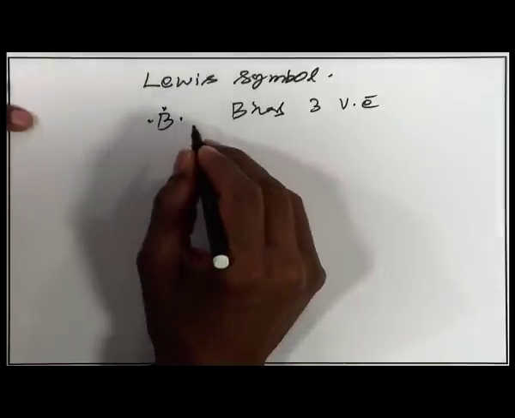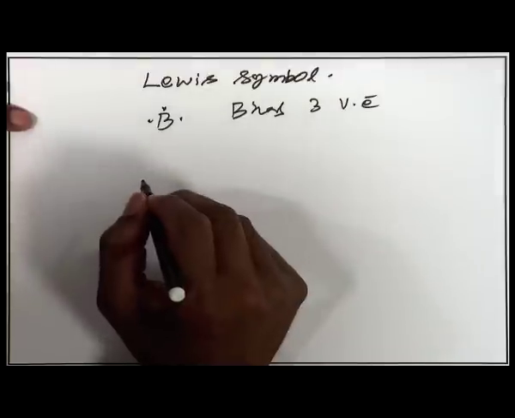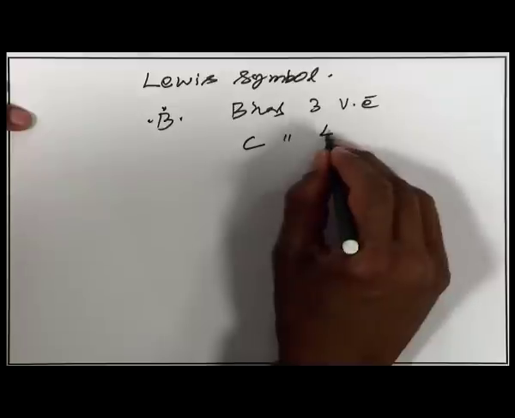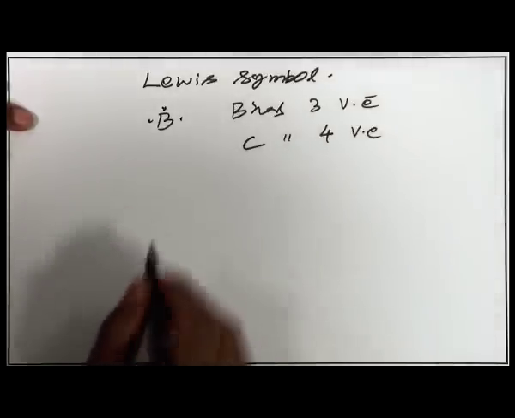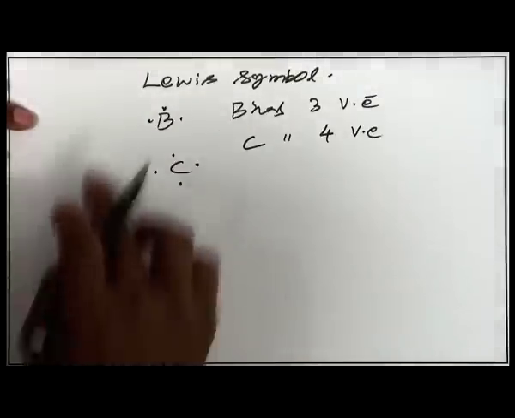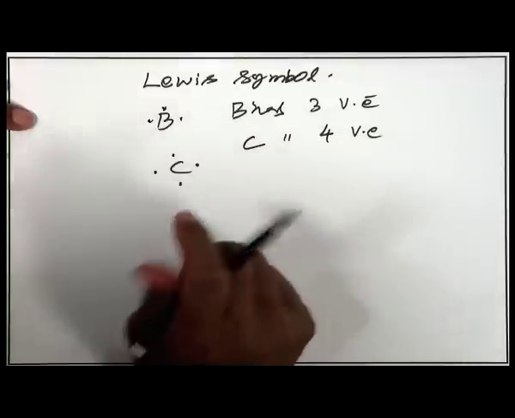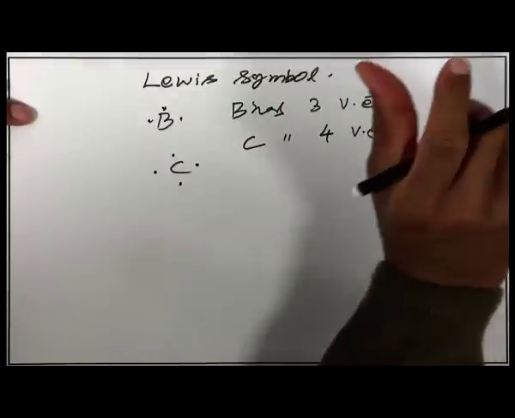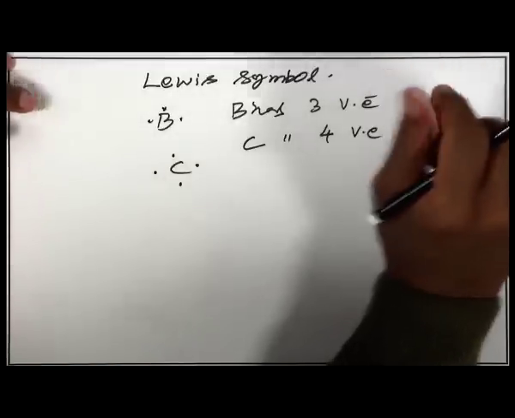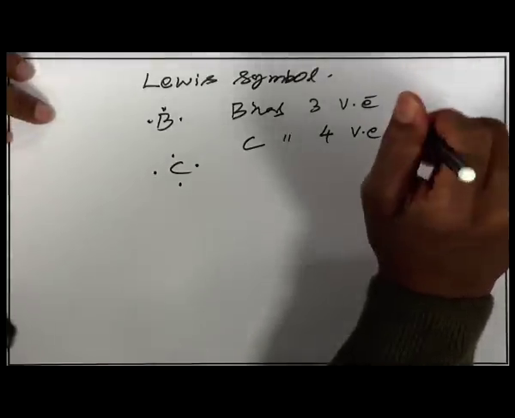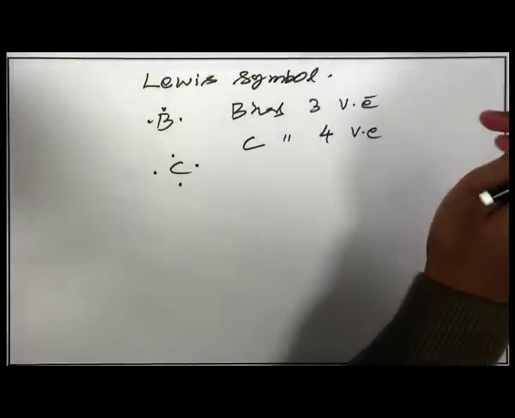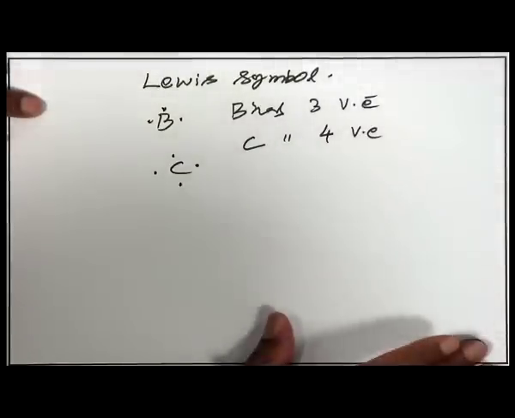So, this is called a Lewis symbol. For example, carbon has 4 valence electrons, which can be represented this way. These are called Lewis symbols, which represent how many unpaired electrons are present on the atom. Using Lewis symbols, we can draw so-called Lewis structures.